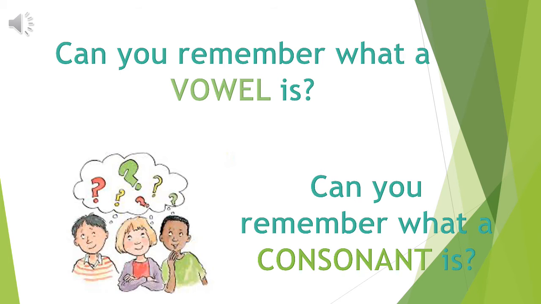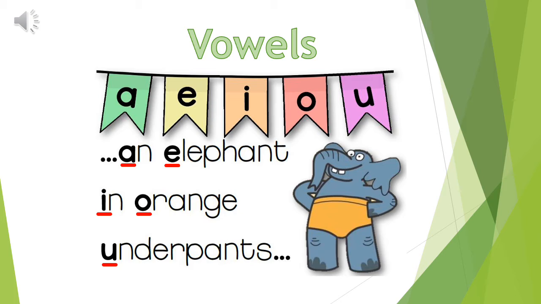Let's see. Vowels. My vowel sounds are A, E, I, O, U. A short little rhyme to help us remember these sounds is an elephant in orange underpants. And I have underlined the first letter of each word for you so you can see where the letters are. A, E, I, O, U.